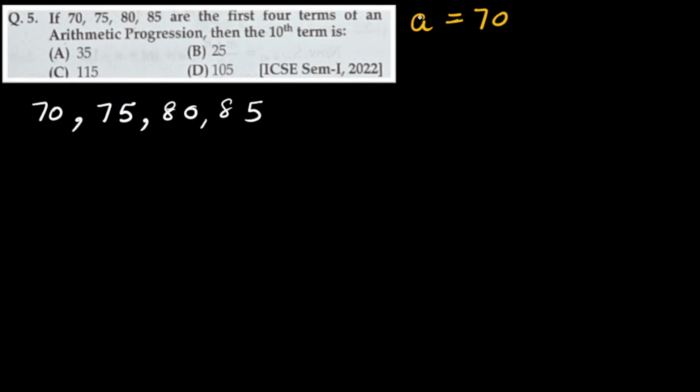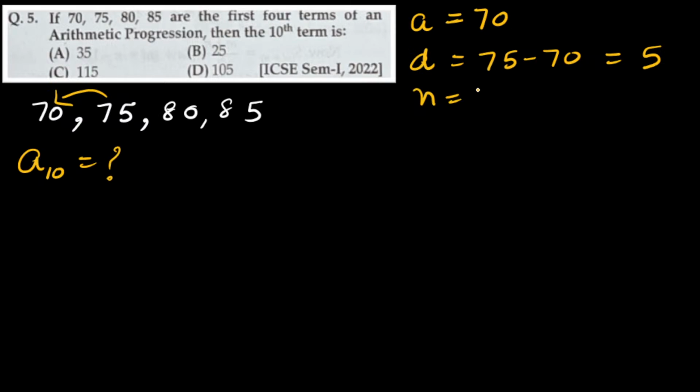So what's the value of d for this one? d we can always find by subtracting the previous term from its successive term. So 75 minus 70, or 80 minus 75. So 75 minus 70 is 5. So common difference is 5. 10th term we have to find. 10th term means a10 we have to find. So that means n's value is 10. Now we can make use of the general formula: an is equal to a plus n minus 1 into d.